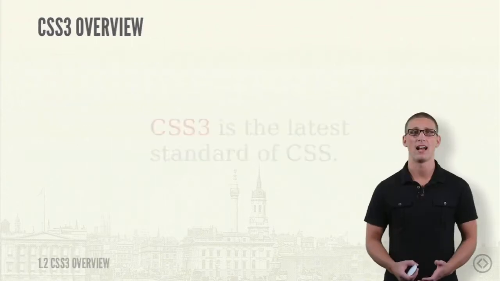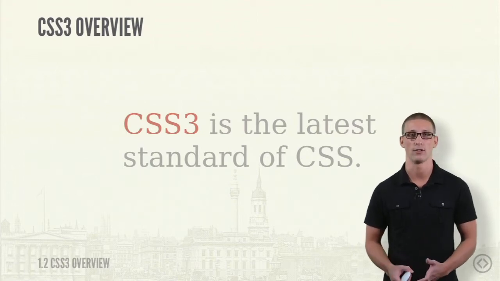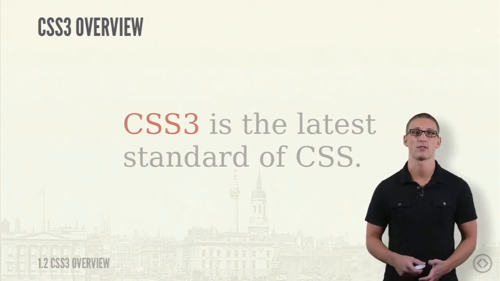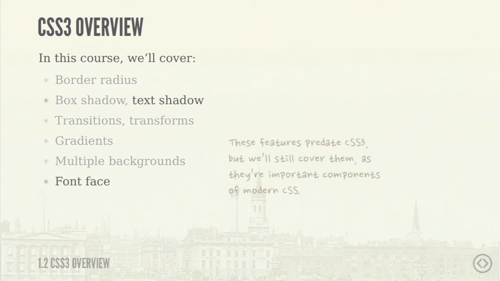Like HTML5, CSS3 is really only used as a definition for the latest standard of CSS. And there are several new features in CSS3, and we'll cover several of those here, such as border radius, box shadow and text shadow, transitions and transforms, gradients, multiple backgrounds, and font face. Now, text shadow and font face actually predate CSS3, but they're still important components to modern CSS, so we're going to cover them in this course.